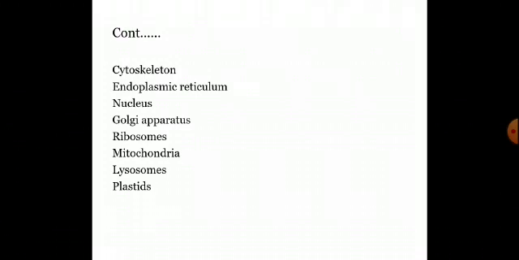Next one is the plastid. In the case of plants, the plastid will be present. This double membrane structure is found only in plant cells. Actually, plastid is specifically present in plant cells. Plastids are of three different types: one is chloroplast, another is chromoplast, and another is leucoplast.